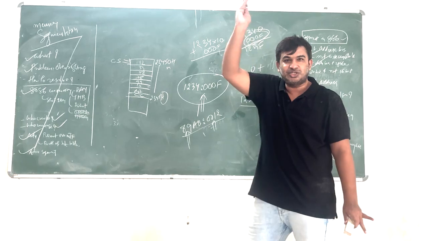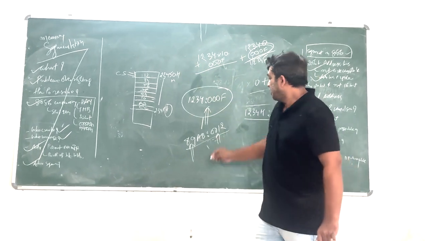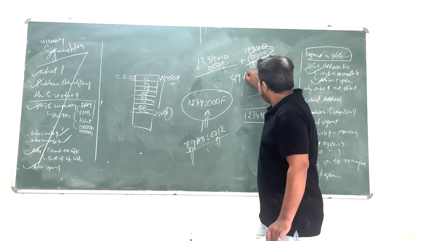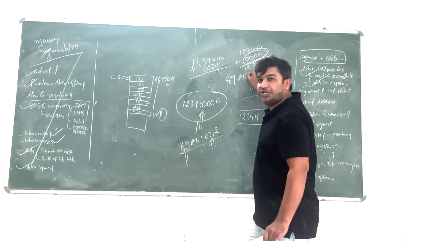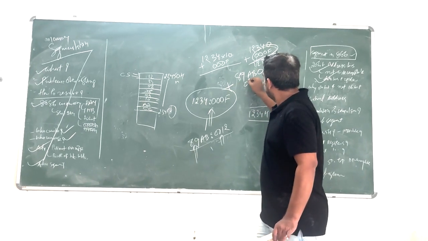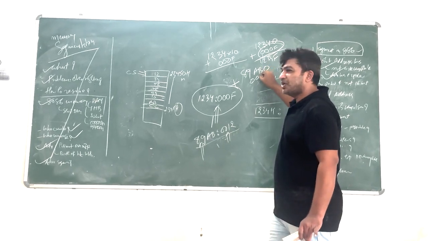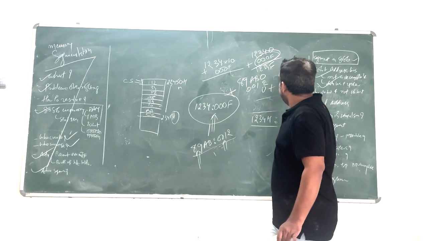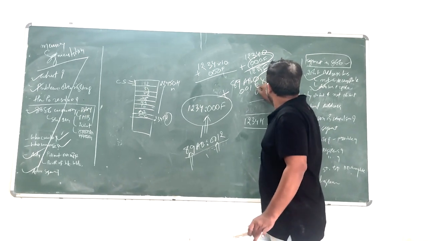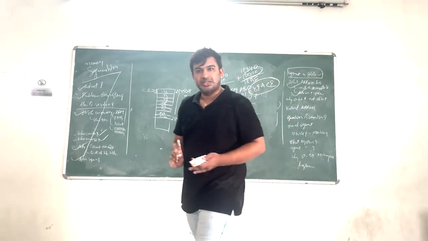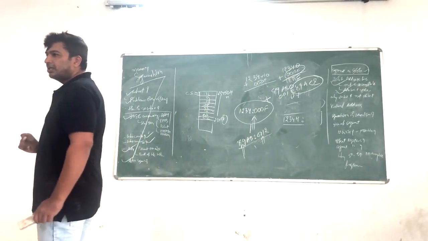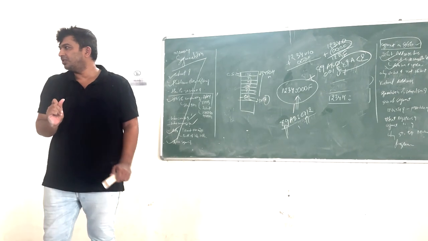Your physical address is on 20 bits. 89AB0 plus 0012. 0 plus 2 is 2, B plus 1 is C. 89AC2. This is my physical location. Get it?